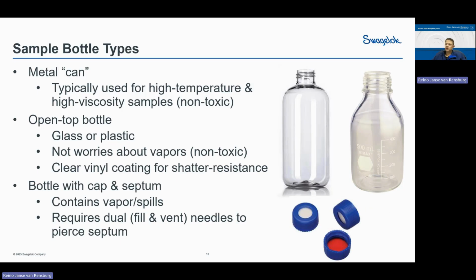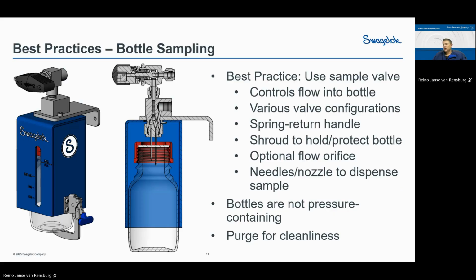And then lastly, you can get the same glass bottle, but with a cap or a septum. So this will contain some of the vapors and spills, but again, it's not going to contain high pressures. It will only contain the vapor at atmospheric pressures. And also when you do samples with septums, you basically require a fill and vent needle to pierce that septum. So when you take your sample, you basically have two needles. You can see both needles pierce through that septum. So one will be your filling needle and the other one would vent off the air that is in that bottle at the time of sampling.